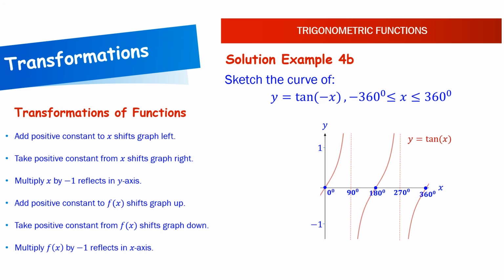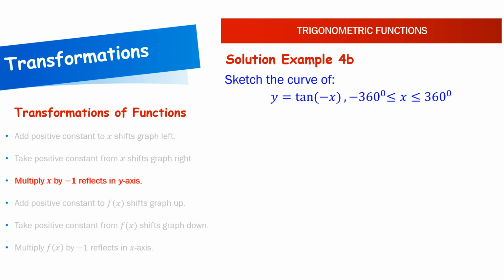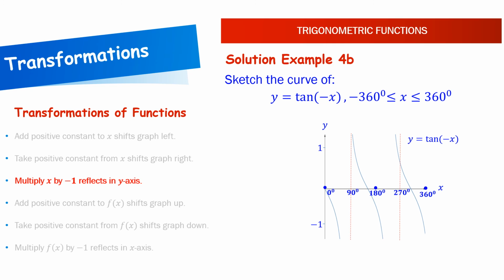Now let's have a go at example 4b. Sketch the graph of y equals tan(minus x) for x between minus 360 degrees and 360 degrees. Clearly here we've multiplied x by minus 1. So we're reflecting in the y-axis, as shown.